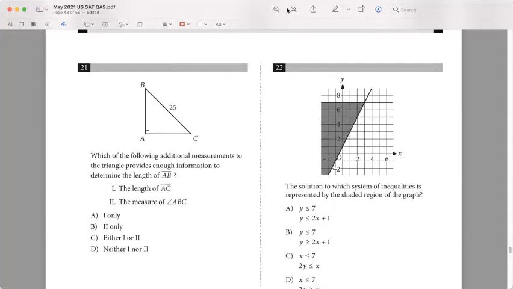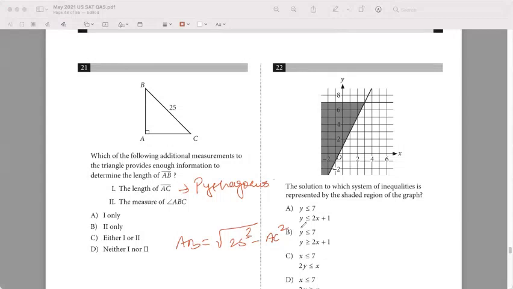21. Which of the following additional measurements to the triangle provides enough information to determine the length of AB? Okay, so we have the hypotenuse 25. If we get the length of AC, then I can find the length of AB by Pythagoras theorem, right? Because whatever is AC, then AB would be under root of 25 squared minus AC squared. So I can find that.